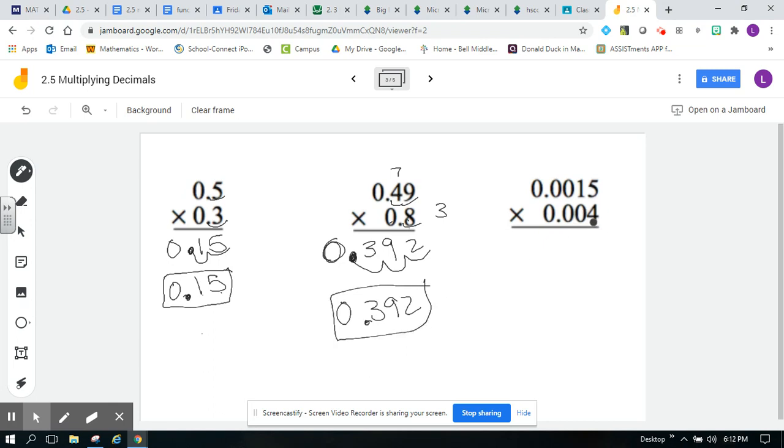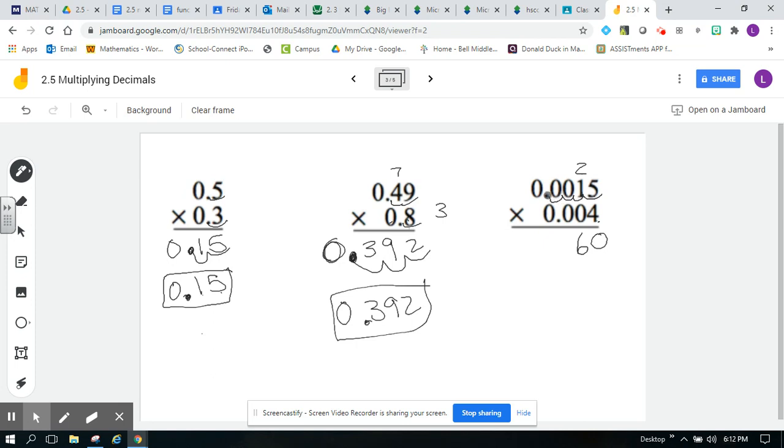My next equation, 4 times 15. 4 times 5 is 20. I put a 2 up on top and a 0. This isn't new to you, 4 times 15. You've done this before in other grades. What's different is the decimals. 4 times 1 is 4, plus 2 is 6. 60. I count how many decimal places I'm over.